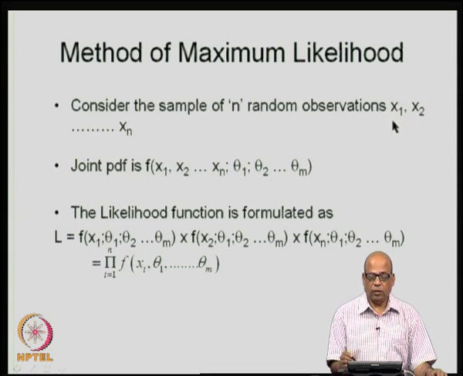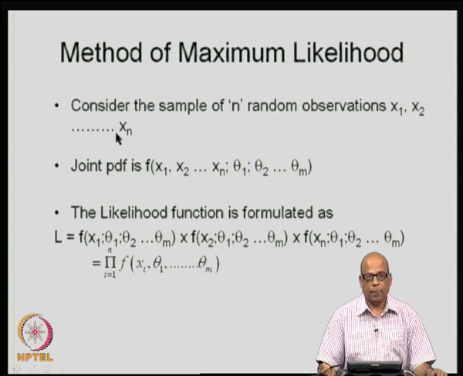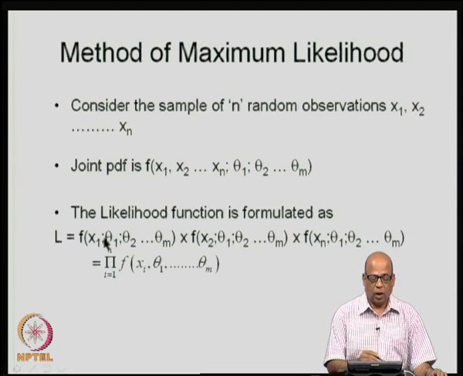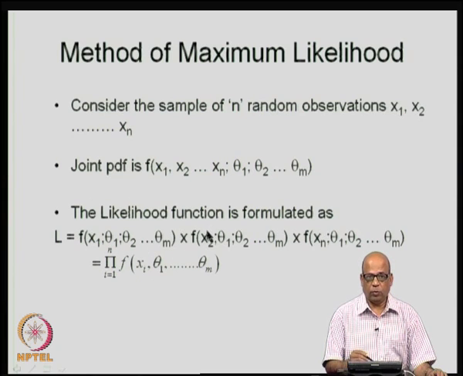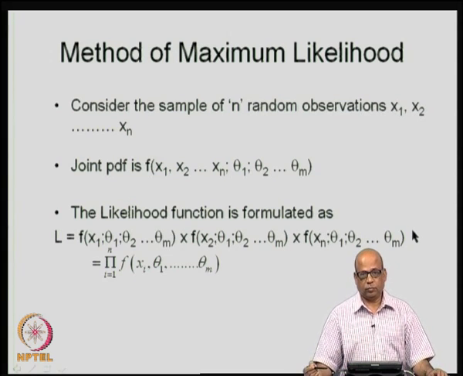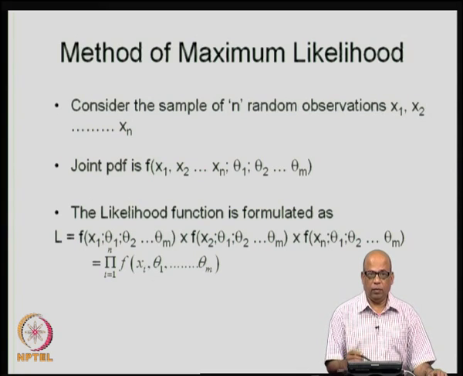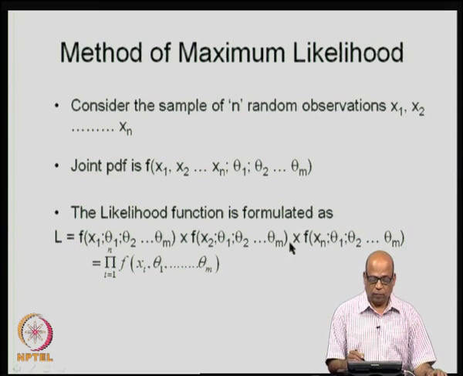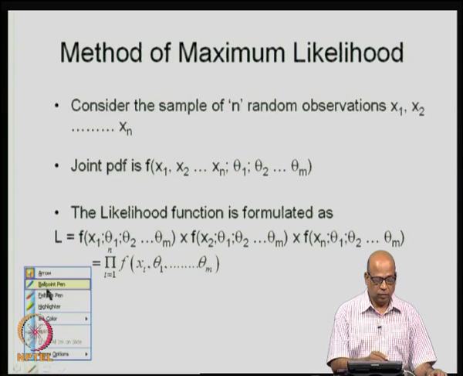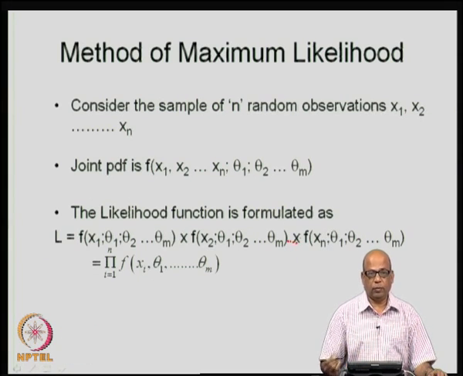We have the sample consisting of n values x 1, x 2, etcetera, x n. Now, for f of x, if we write it for x is equal to x 1, x is equal to x 2, etcetera, then we define a likelihood function as f of x 1 theta 1 theta 2 etcetera theta m, into f of x 2 theta 1 theta 2 etcetera theta m, into f of x n theta 1 theta 2 etcetera theta m, and so on for n terms.